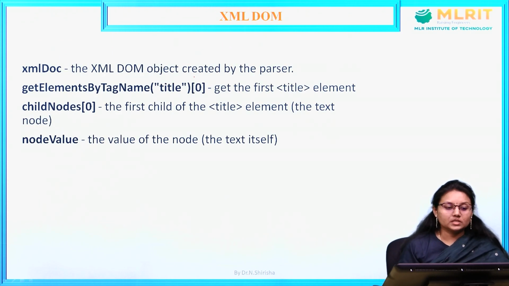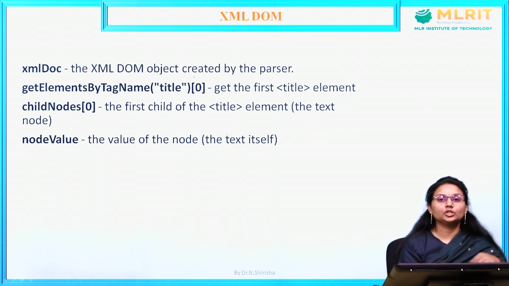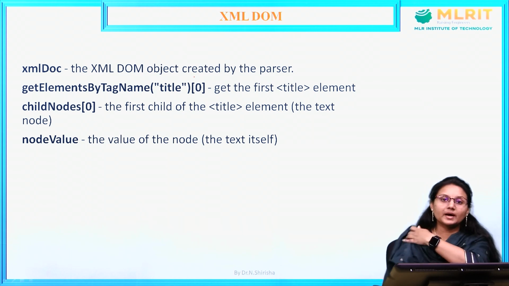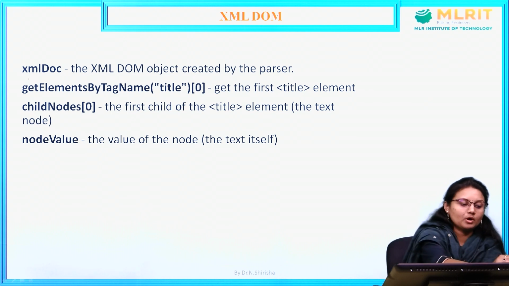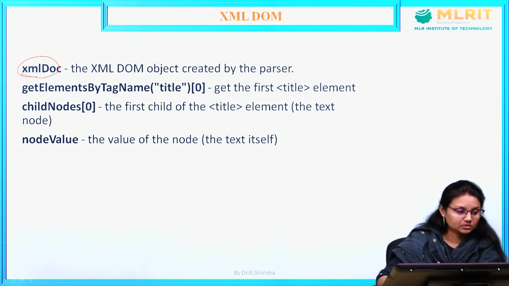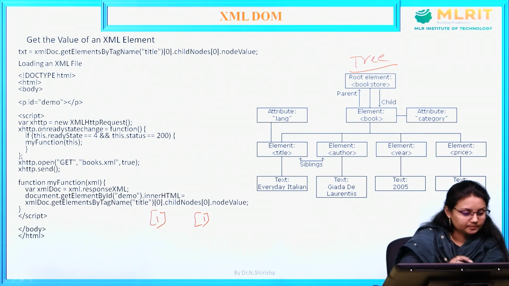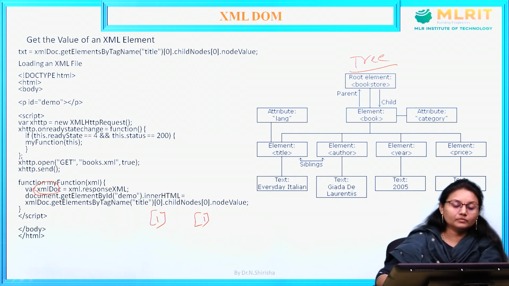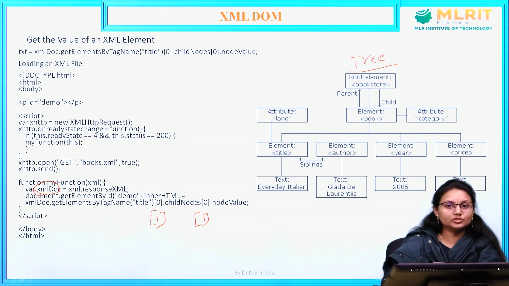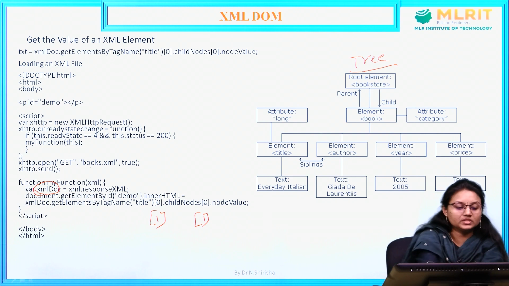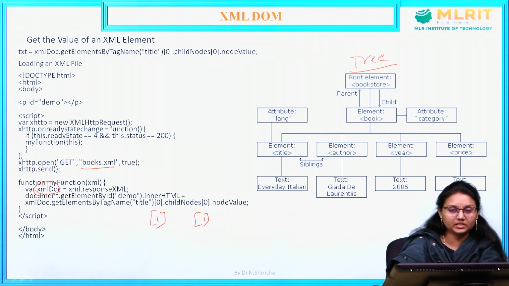XML doc. What is the use of this? This is the XML DOM object created by the parser. So where we have created this one, what will it do? It has to take the request. What is the input? This books.xml should be retrieved using the get method. Then it should send the response.